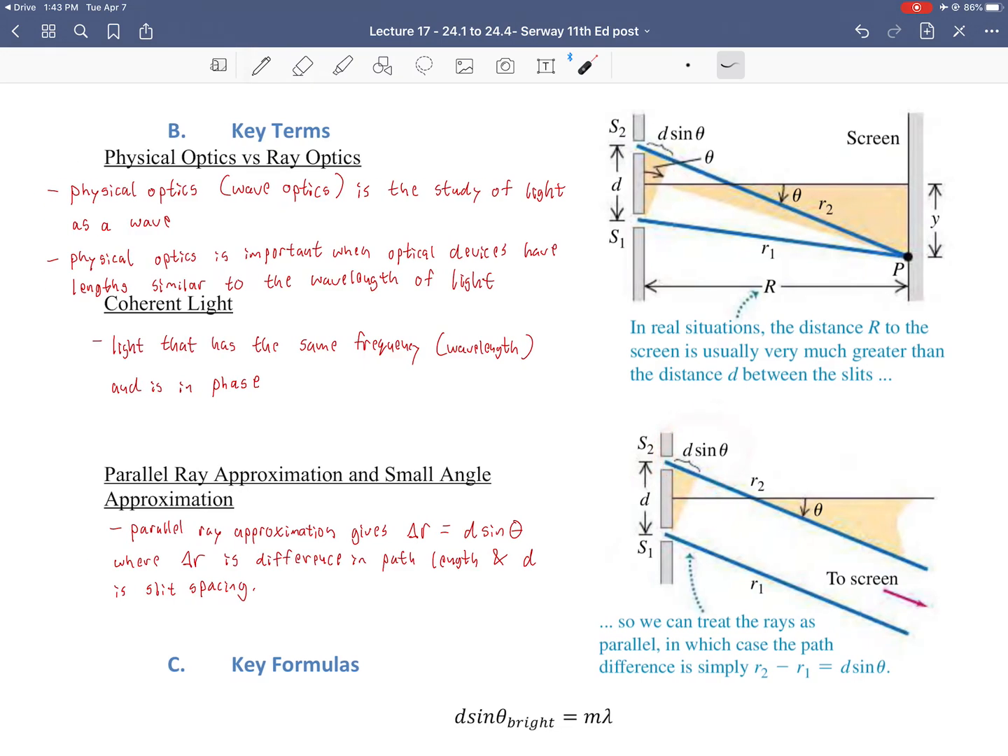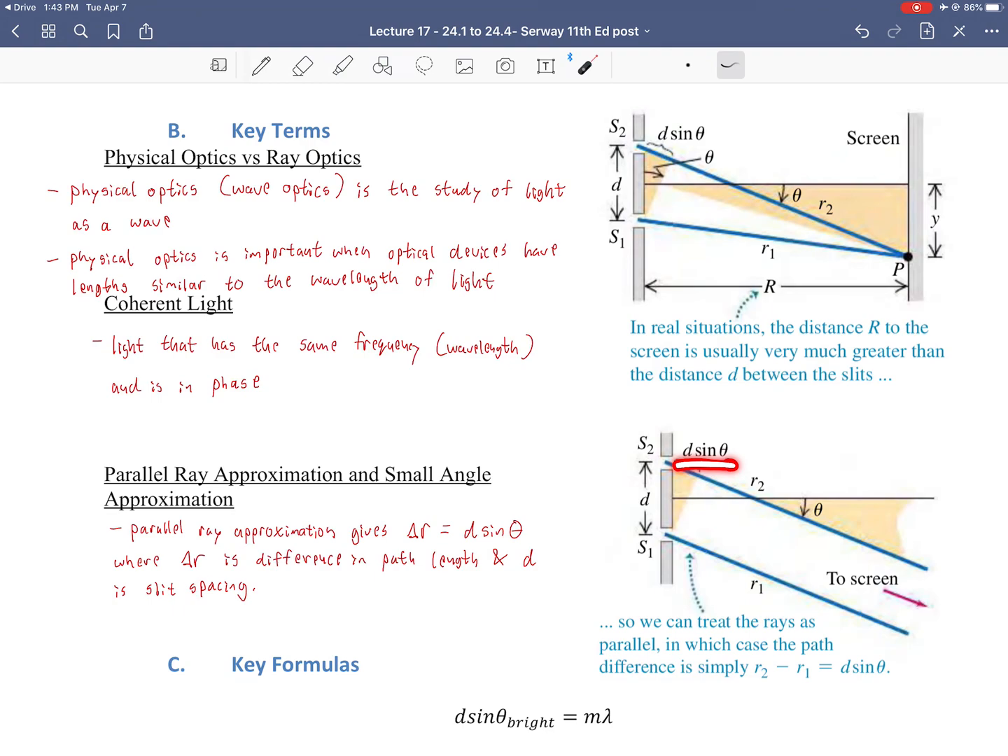So the important thing is that when the rays are parallel, the path length difference between them is simply d sine theta, because you can see it comes from this nice right triangle right here. The right side right there is the 90 degrees. A wonderful result that makes it very easy to calculate the path length difference. And the key idea, to jump ahead, and I'll reiterate this when we get the equations in a moment, is that d sine theta is going to be measured in meters.